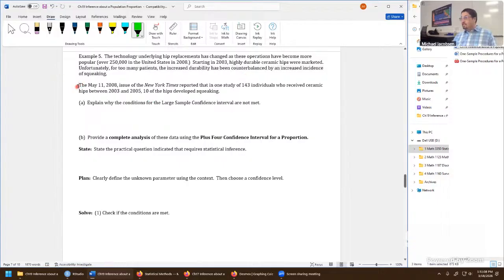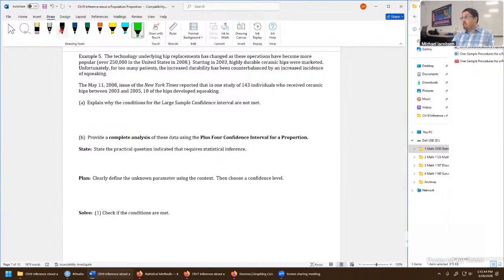And this was being investigated. In the May 11th, 2008 issue of the New York Times, it was reported that in one study, 143 individuals who received ceramic hips between those years, again, 2003, 2005, 10 of the hips developed squeaking. I don't know how they got to the 143 individuals. Nothing's stated here, and you don't have to look up the study and read it. You might get more information, but that's never required for a homework problem or exam problem. We'll work off the context that we see here on paper.